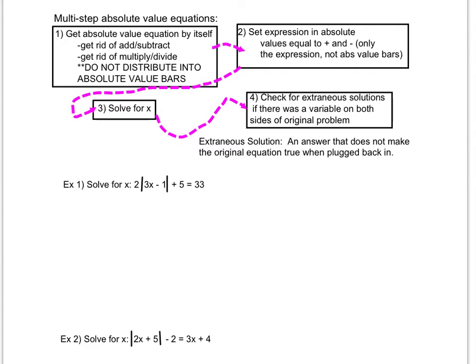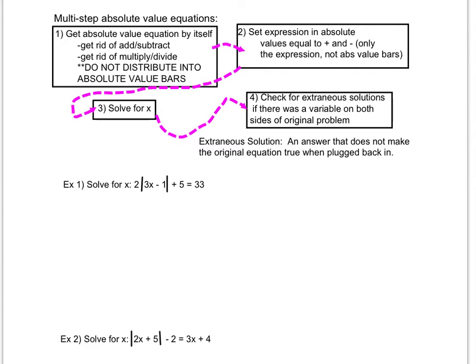We always have to then go back and make sure that our solution really does work, because sometimes we get what we call extraneous solutions. That is when you get an answer mathematically, but then when you go to check it, it doesn't really work. So let's look at some examples of what this is going to look like.